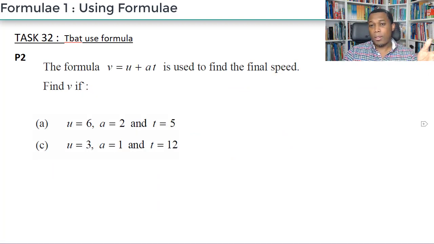Number 2. Look, I'm being nice to you. V equals U plus AT. Now is your chance to try a couple for yourself with V is equal to U plus AT. Pause and have a go, please. Thank you so much.